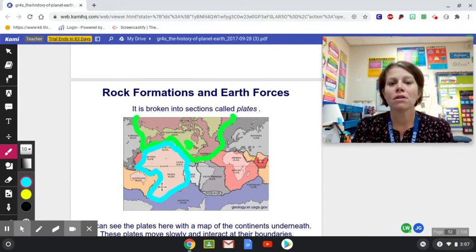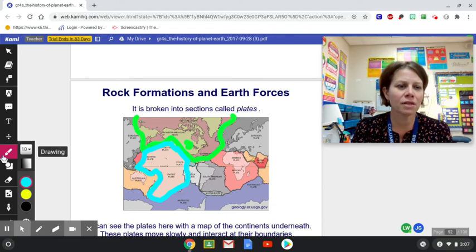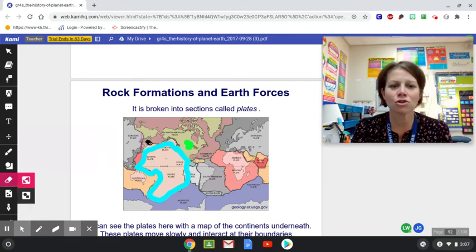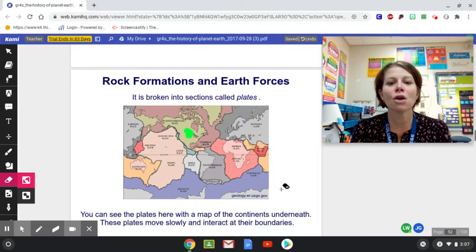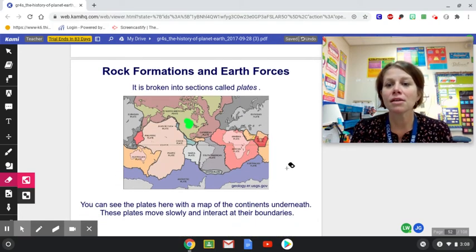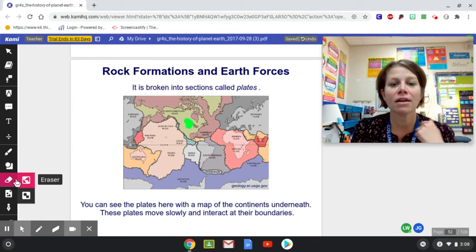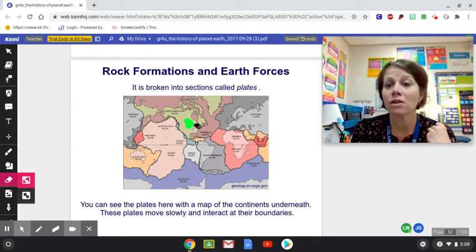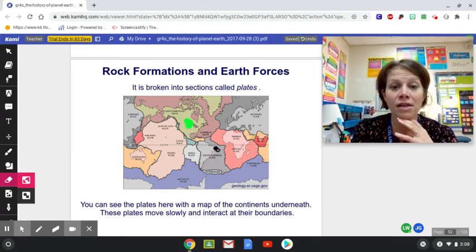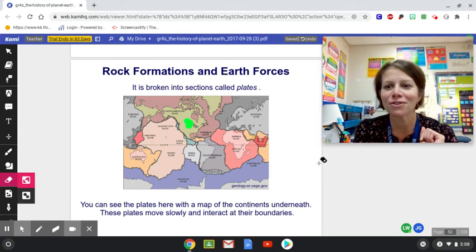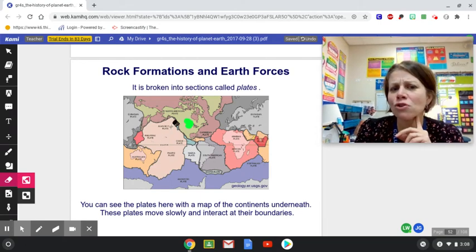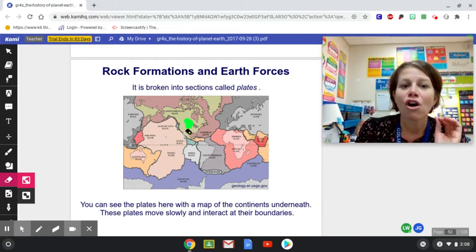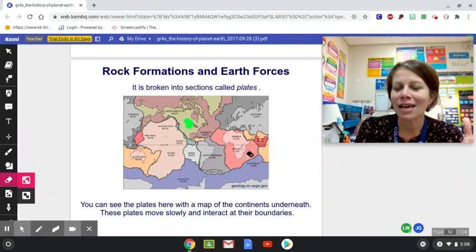This is an example of what the plates look like. And let me see if I can move some of these things. Actually, let me erase this one. I drew this in earlier just to be able to see it myself a little bit better. But this is just a quick little drawing of, here is North America, South America, Europe, and there's Asia, Africa, Antarctica, and Australia. You know that song you learned a long time ago? Well, these are the continents. And if you notice, there's a lot of extra lines in there. These are the plates. They're broken up just like puzzle pieces.